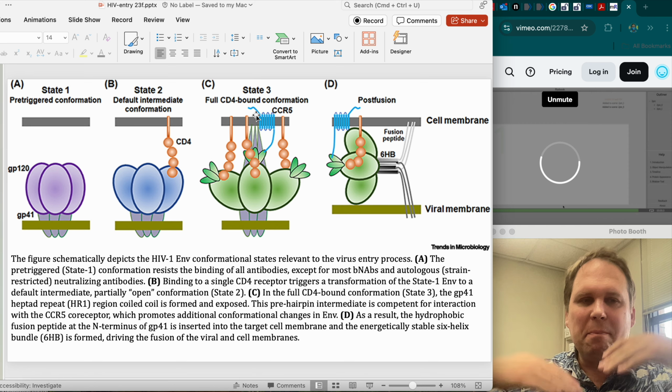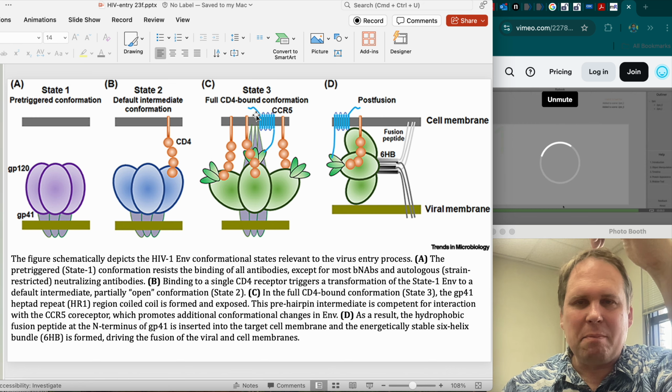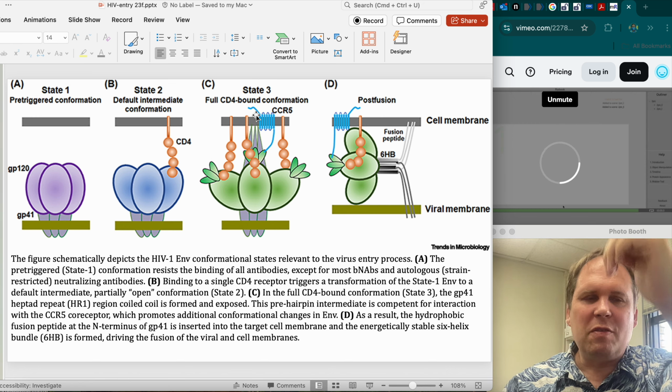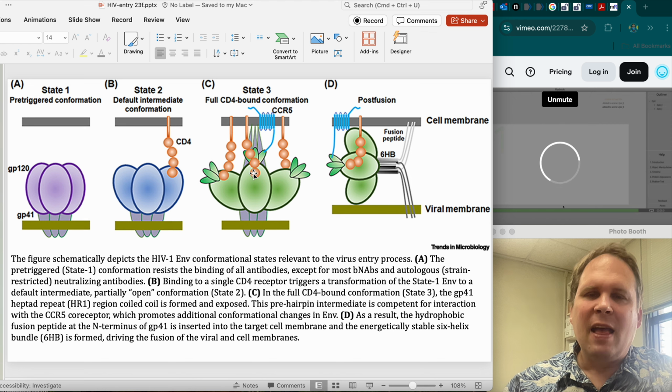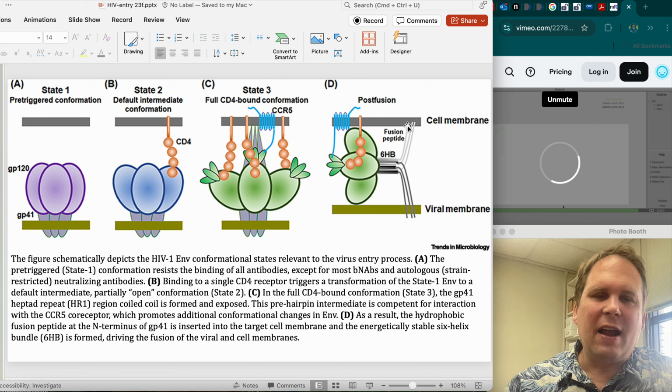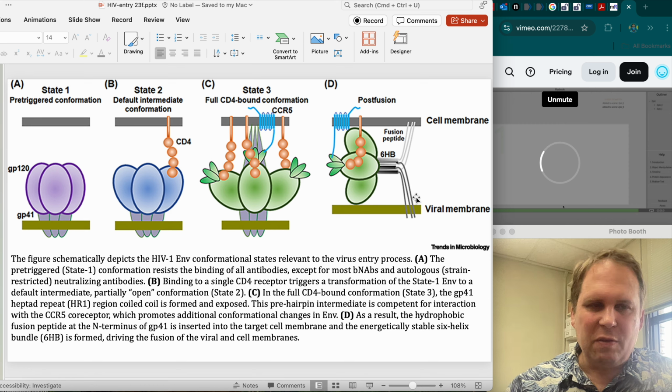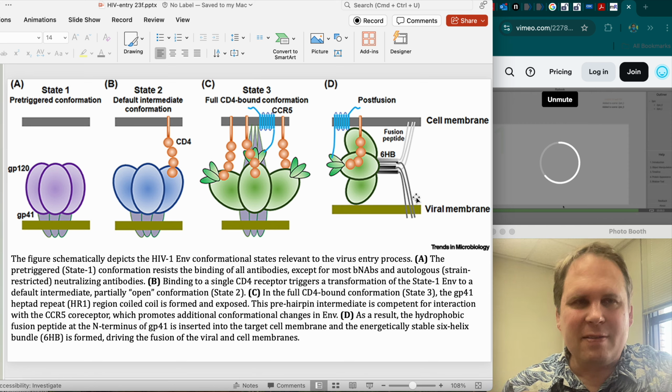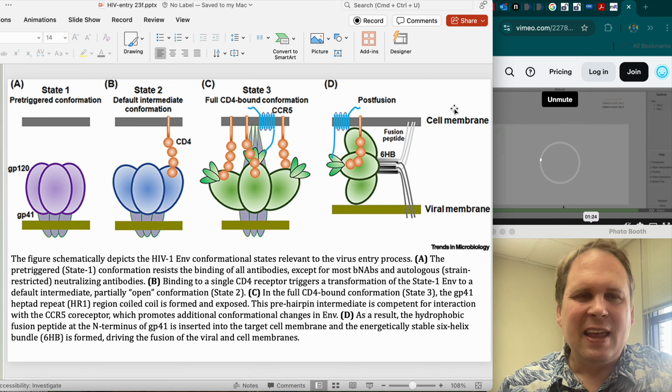GP41 is going to embed its fusion peptide in the membrane. And once that fusion peptide is embedded in the membrane, then heptad repeat 1 and heptad repeat 2, which is down here, are going to fold together. That's going to make the 6 helix bundle. And that is going to pull the MPER out of the membrane, and that is going to cause fusion. Now, I'll show you those last parts in a couple more steps here in just a moment.